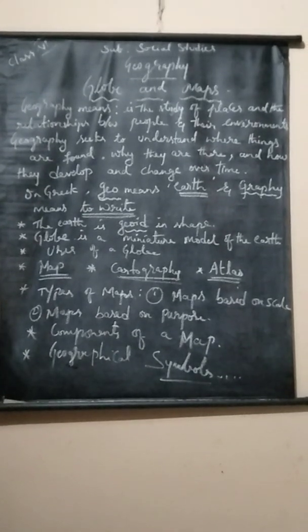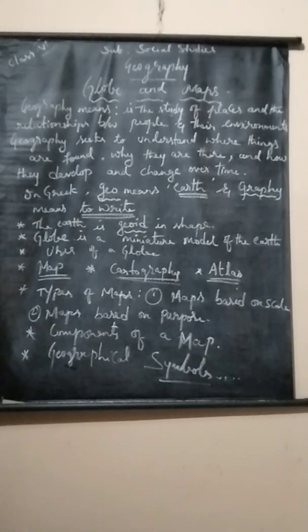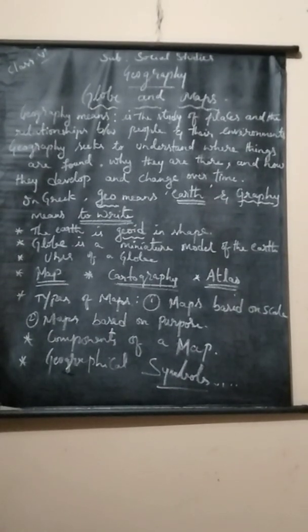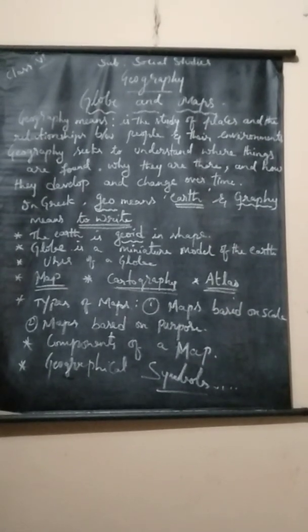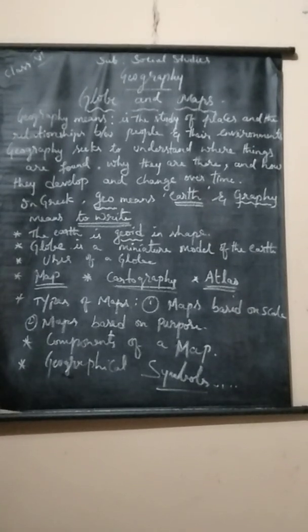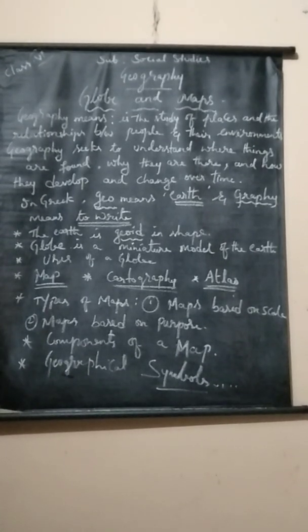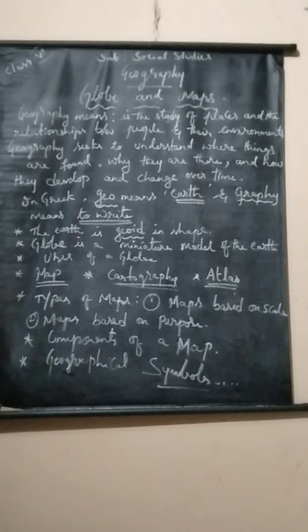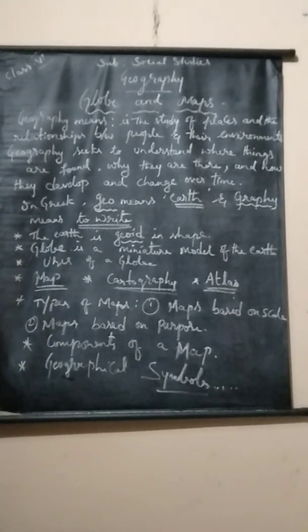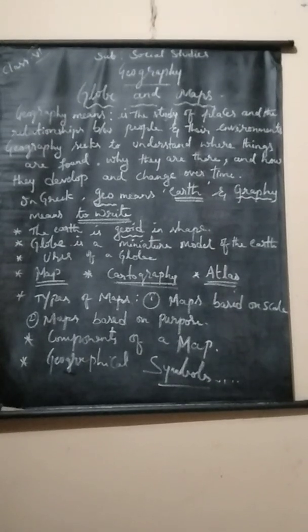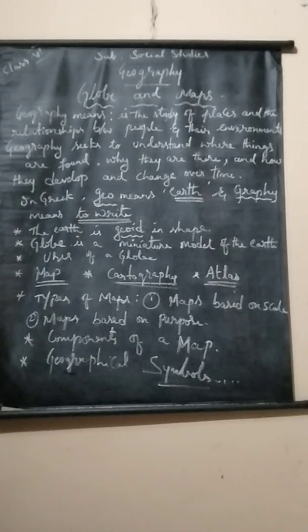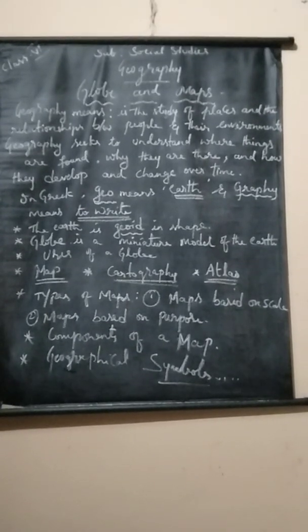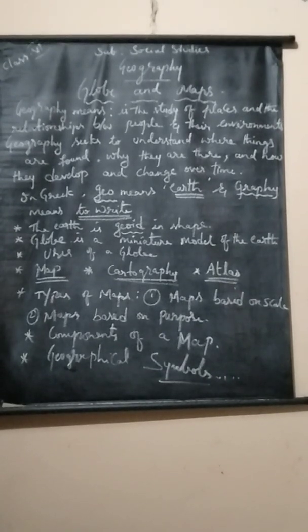The collection of various types of maps bound as a book is known as an atlas. Yes, we are using an atlas. What are the types of maps? On the basis of the scale and purpose, maps can be classified as follows. First, maps based on a scale, and second, maps based on a purpose. There are two types of maps based on scale: large scale maps and small scale maps.